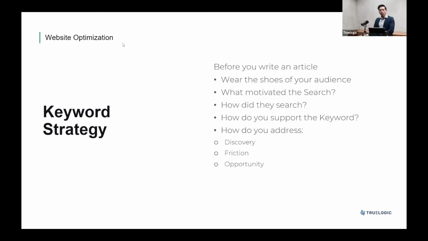How do you support that keyword? It's by providing it the correct volume of content against that search intent. And remember, whenever you create commercial content and want to rank for a commercial keyword, it's about how do you help them facilitate discovery? How do you talk to them about easing their friction? How do you talk to them about addressing opportunities? All of these matter. Okay?